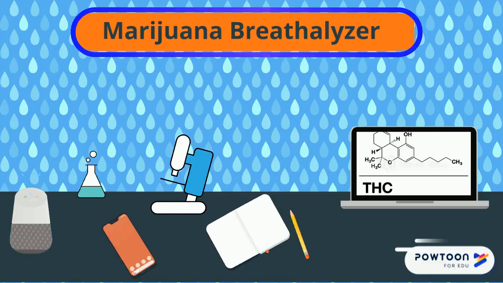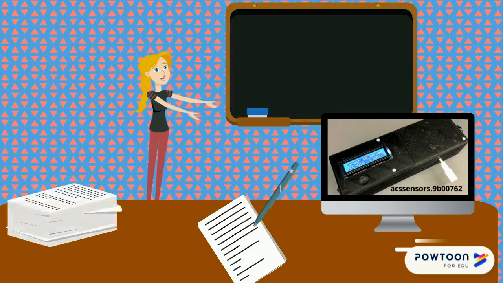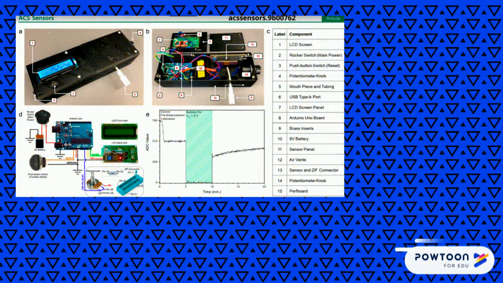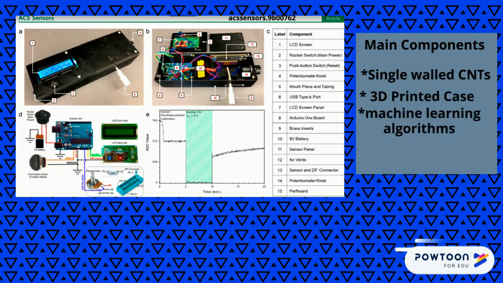We will now talk about the breathalyzer that was highlighted in the article, as well as a few key materials used. The instrument was assembled with various materials which were either 3D printed or acquired specifically for the prototype. A few materials that were used are single-walled carbon nanotubes as semi-resistor sensors, a 3D printed case, machine learning algorithms, an open-source Arduino platform, as well as other minor components.